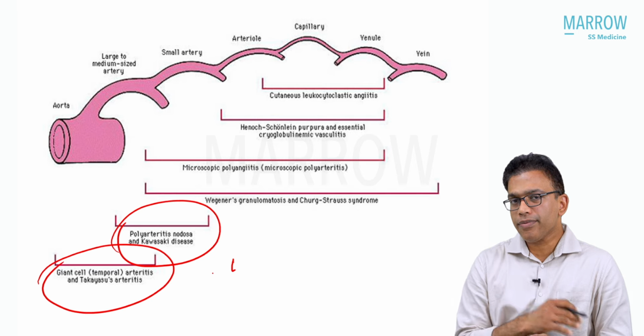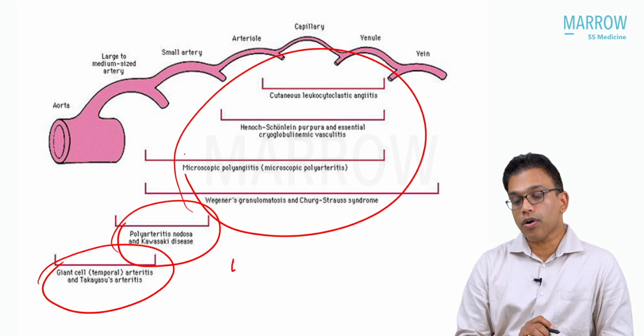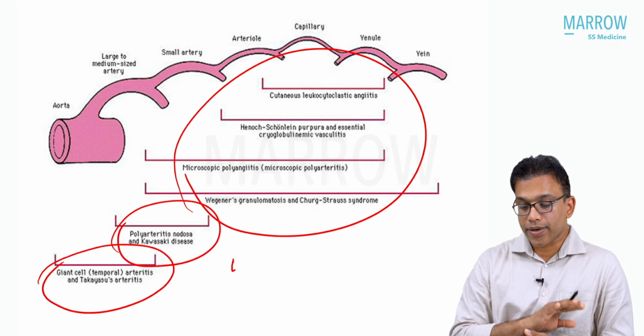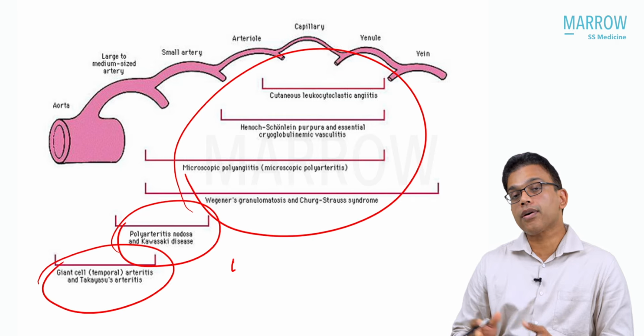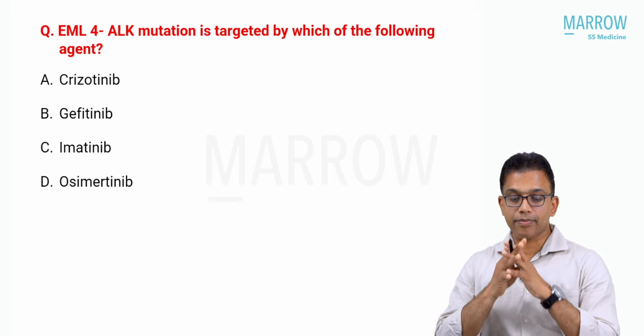Again, the pulmonary manifestations are very limited. The rest of the vasculitis are usually small vessel: ANCA-associated vasculitis, Henoch-Schonlein purpura, microscopic polyangiitis. These kinds of things are small vessel vasculitis.